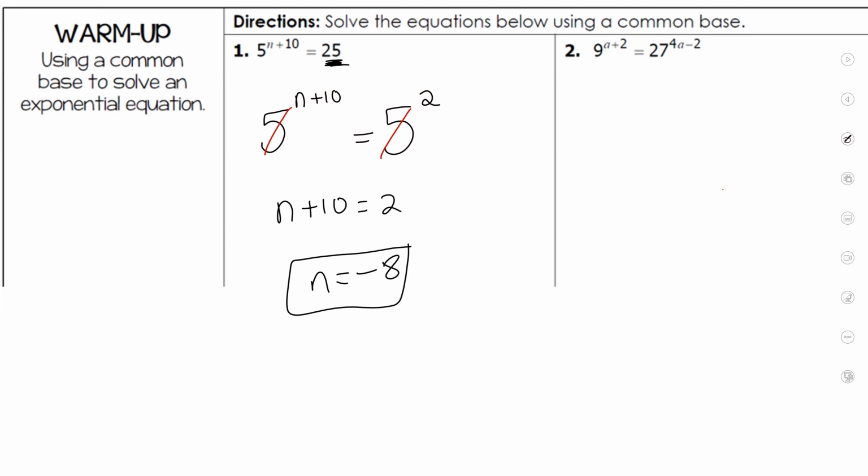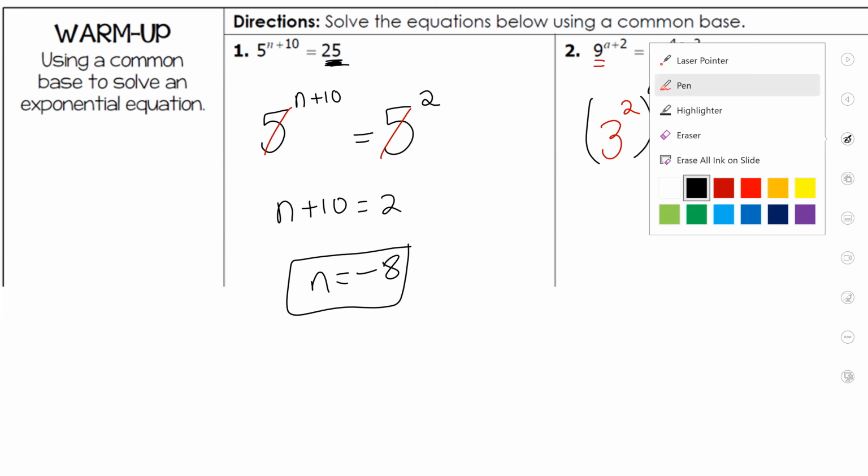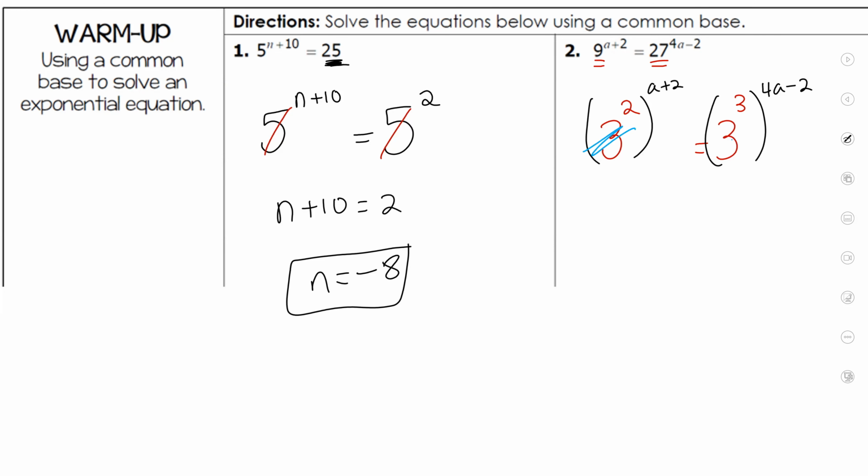So how did you guys rewrite the 9? 3 squared. And how did you guys write the 27? 3 cubed. Now, the exponents are going to stay the same. This is a plus 2, and this is 4a minus 2. Okay, your bases are the same. What is left over is 2 times a is 2a. 2 times 2 is 4. 3 times 4a is 12a. 3 times -2 is -6.